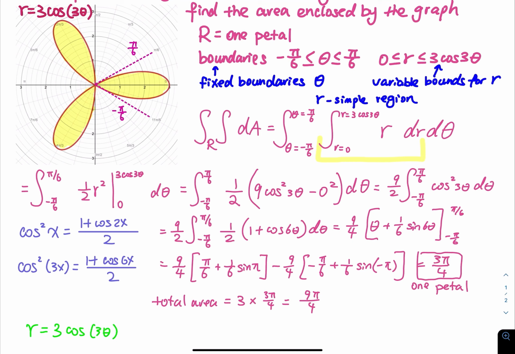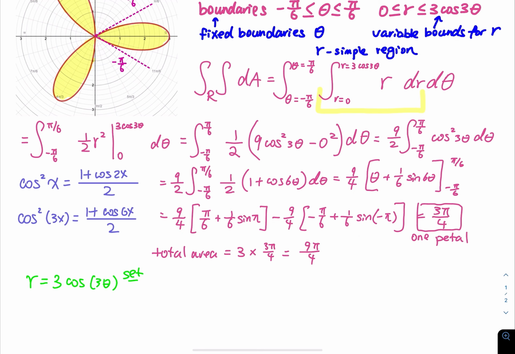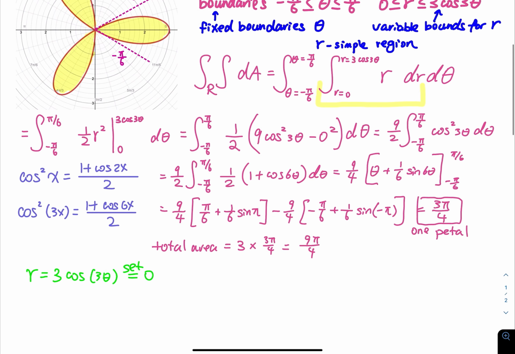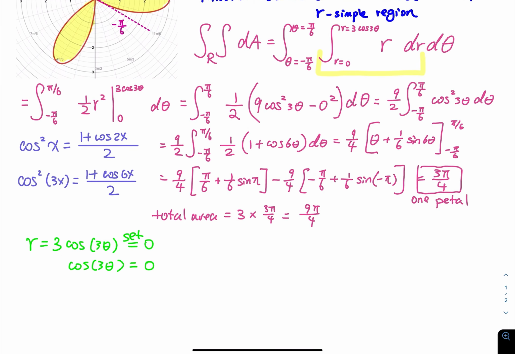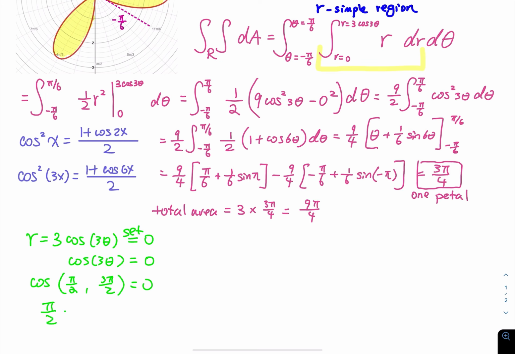So that means we have to set this equal to 0 and then solve for theta. Once you divide both sides by 3, you have cosine of 3 theta equals 0, since 0 divided by 3 is 0. Now, cosine of what is equal to 0? Most people might just say cosine of pi over 2, and 3 pi over 2, equals 0. So we can say pi over 2 equals 3 theta, and 3 pi over 2 equals 3 theta, and then just solve for theta.